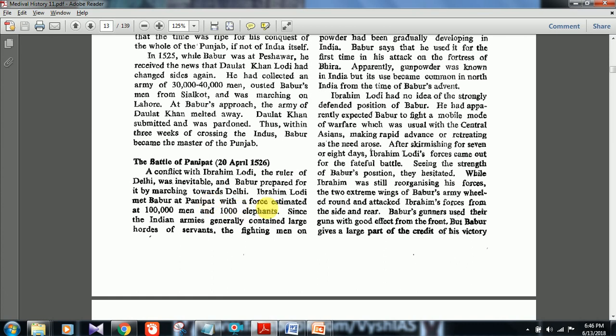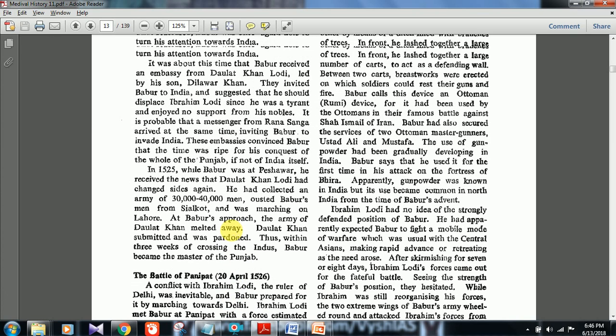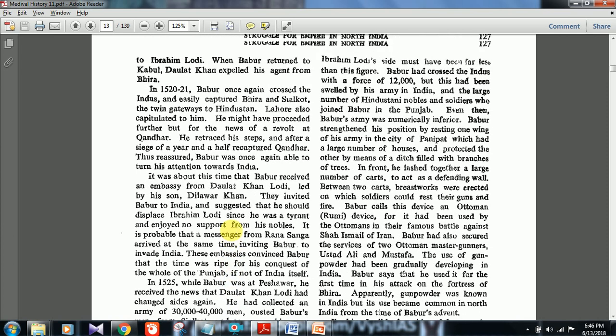With a force estimated at 1 lakh men and 1000 elephants, since the Indian armies generally contained large hordes of servants, the fighting men on Ibrahim Lodi's side must have been far less than this figure. Babur had crossed the Indus with about 12,000, but this had been swelled by the army in India.